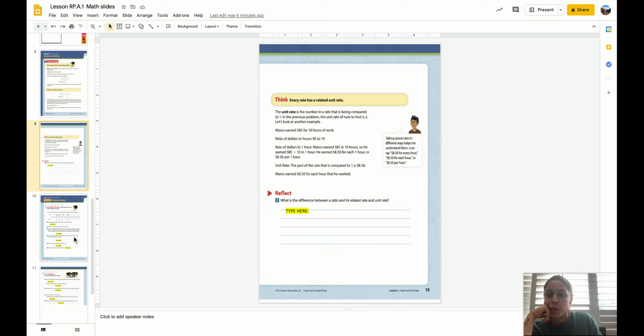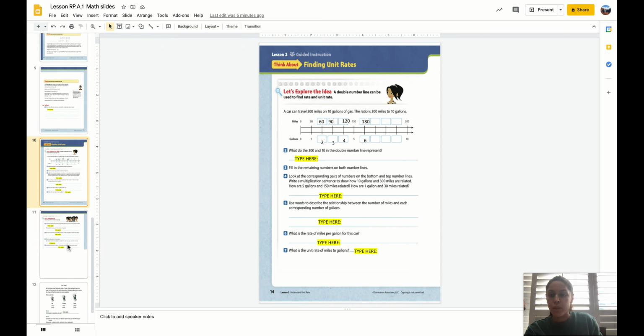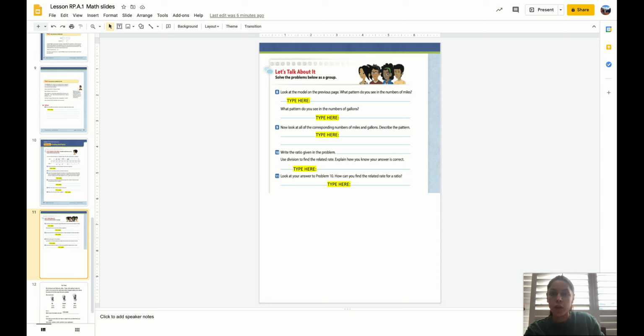Okay, so your group should be on the reflect part, where you should be discussing the difference between a ratio and its related rate and unit rate. If you are done with that, make sure you are answering these questions. Okay, and remember, after that you are going to your HyperDoc that's in your Google Classroom, and you are playing the Ratio Blaster math game.